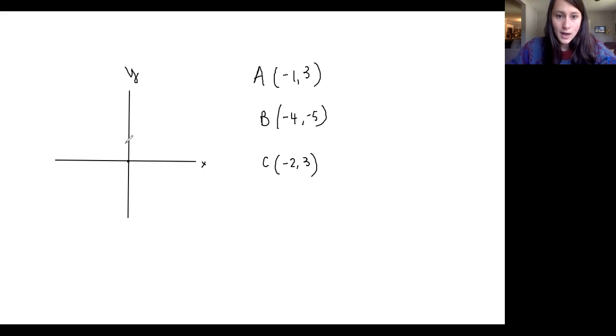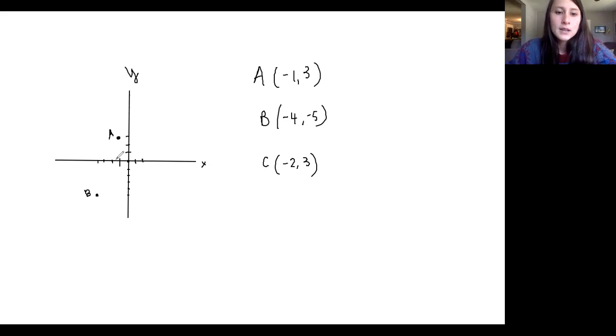So A, let's say negative 1, 3. 1, 2, 3. That's right here. We're going to label that A. B is at negative 4, negative 5. So negative 4 on the X, and then negative 5. 1, 2, 3, 4, 5 on the Y. That's going to be like right here. If you want to do this on graph paper, that might even be a better idea.